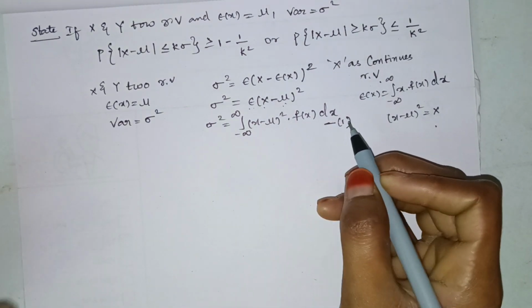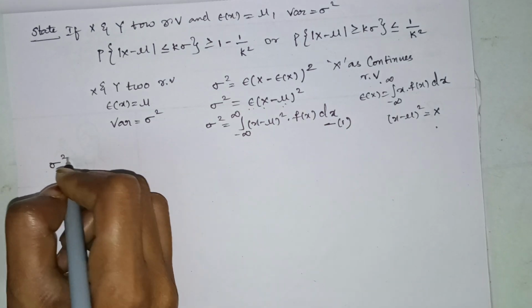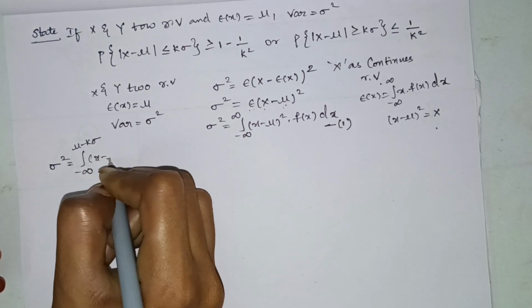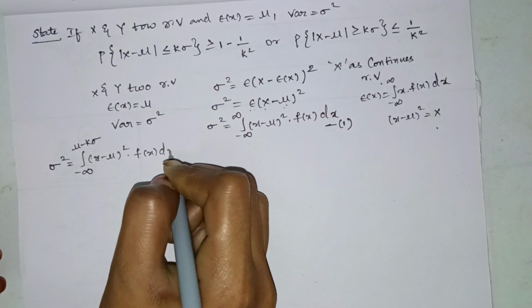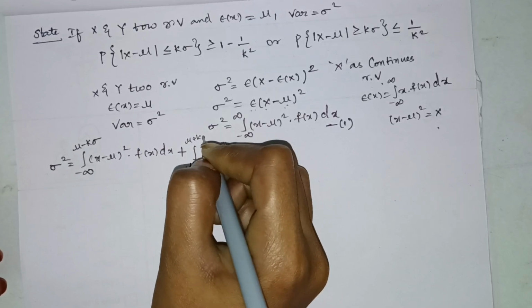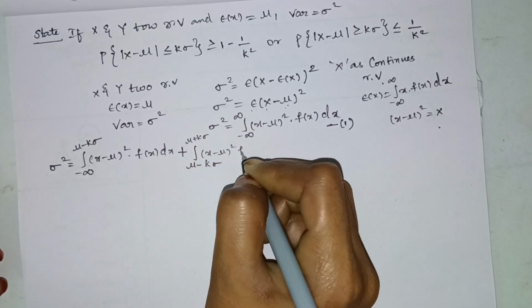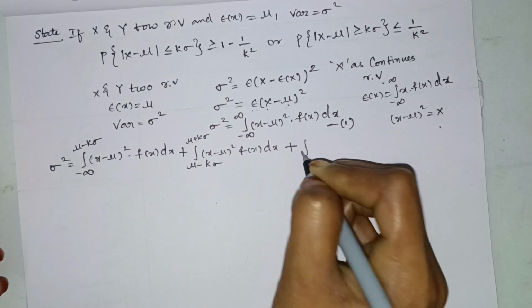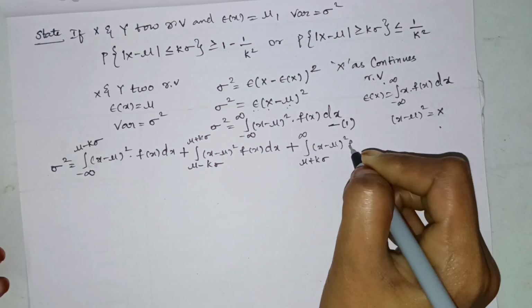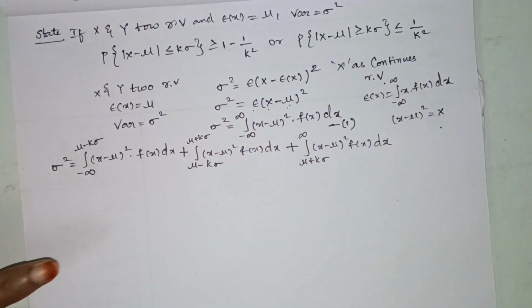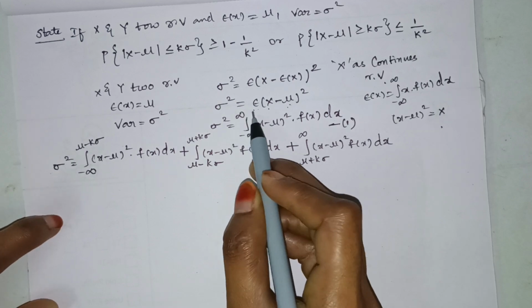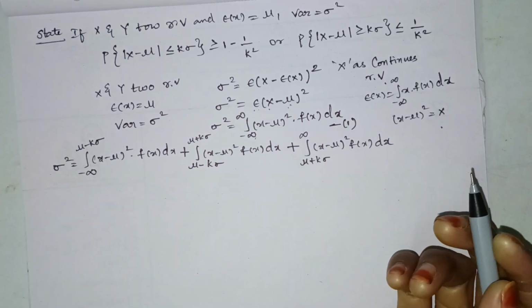నేను ఈ ఇంటిగ్రల్ని 3 పార్ట్స్గా డివైడ్ చేస్తున్నాను, which is sigma square is equals to integral minus infinity to mu minus k sigma x minus mu whole square into f of x dx plus integral mu minus k sigma to mu plus k sigma x minus mu whole square f of x dx plus integral mu plus k sigma to infinity x minus mu whole square f of x dx. దీన్ని నేను 3 ఇంటిగ్రల్స్గా డివైడ్ చేసుకున్నాను. ఎట్ లాస్ట్ యూ నీడ్ టు గెట్ ది లోవర్ బౌండ్ హ్యాస్ మైనస్ ఇన్ఫినిటీ అండ్ అప్పర్ బౌండ్ హ్యాస్ ఇన్ఫినిటీ. అలా వచ్చే విధంగా మీరు ఇంటిగ్రల్స్ అనేటివి ఎక్స్పాండ్ చేసుకోవాలి.